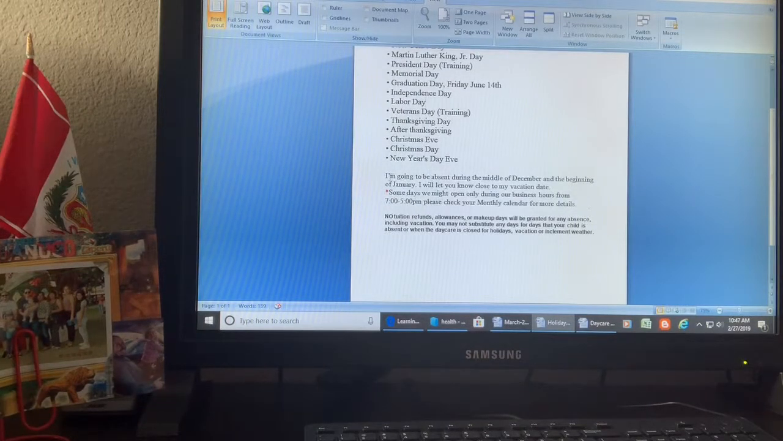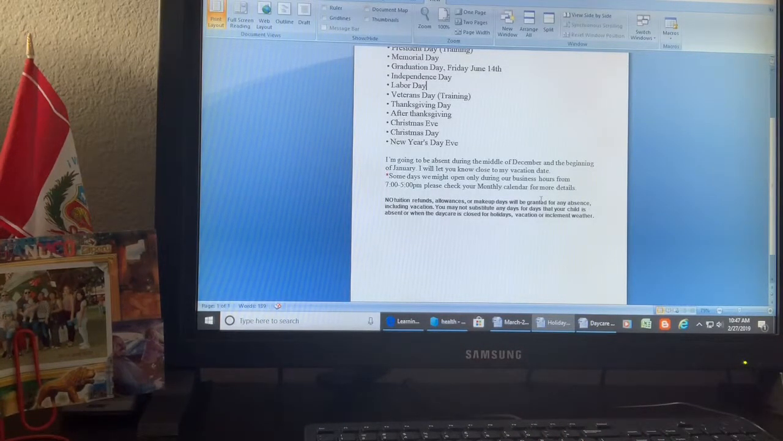I always notify my family just in case I'm gonna be absent in the middle of December or the beginning of January, and also I let them know that I will be taking a vacation. When the time gets close, for example in November, I will let them know exactly which days I'm gonna be taking my vacation.